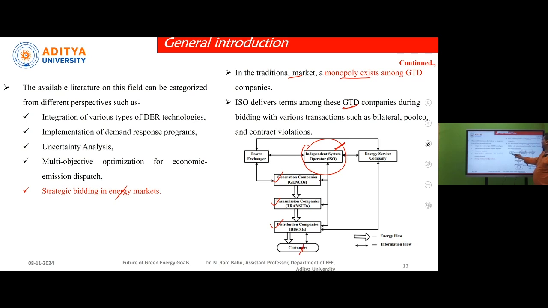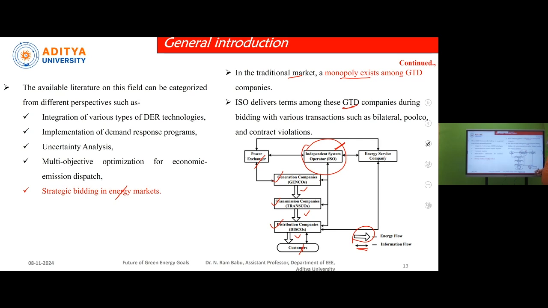Here a power exchanger will be there. This power exchanger exchanges the power between generation and transmission companies, and this energy service company looks into the generation and transmission companies. So if you observe this part, this is the energy flow. Here the energy flows from generation to transmission company and transmission to distribution company, and from distribution company this energy passes towards customers. Whereas this two-way line is an information exchange. That means communication exchange is taking place.